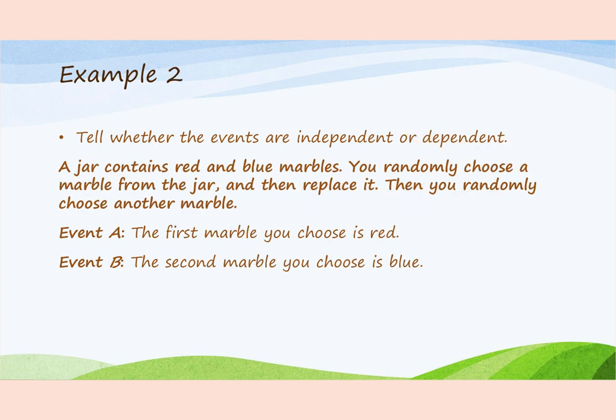All right, example 2. A jar contains red and blue marbles. You randomly choose a marble from the jar, then replace it. Then you randomly choose another marble. Would these be independent or dependent? Independent because you replace it.